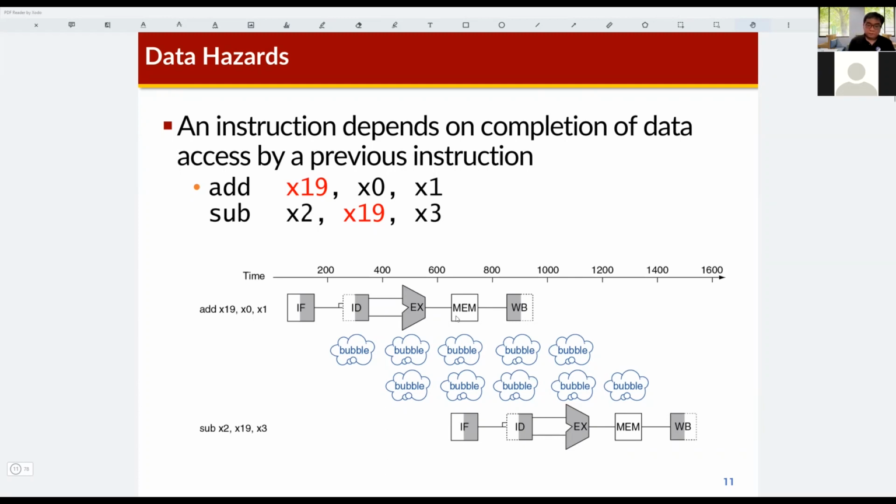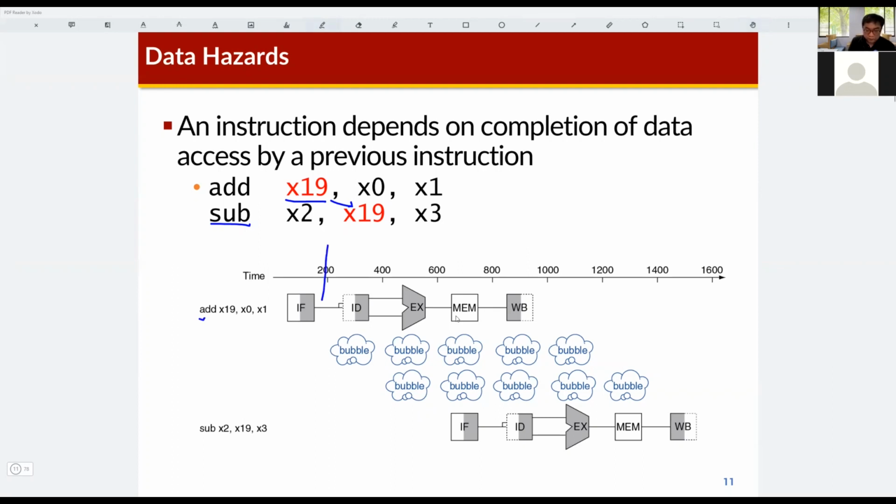So this is the example of the data hazard. As you can see, X19 is the result of the add instruction. This is the former instruction. And then the data in this X19 register is read by the sub instruction, the subtract instruction. So let's see how this add instruction is executed in the pipelined processor.